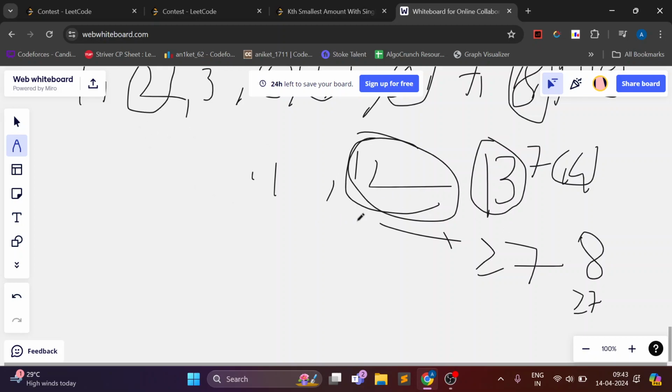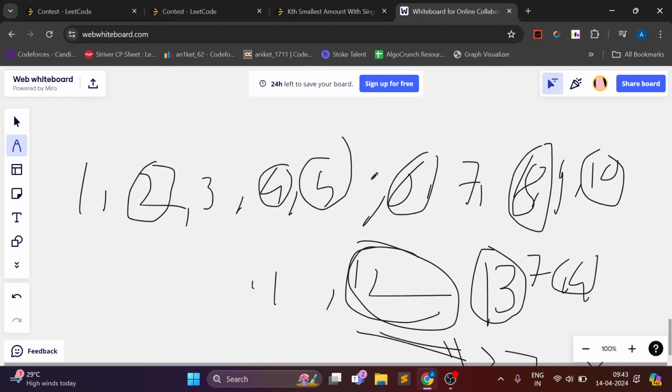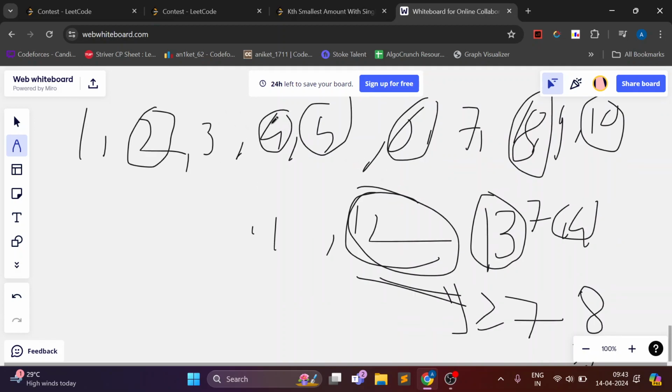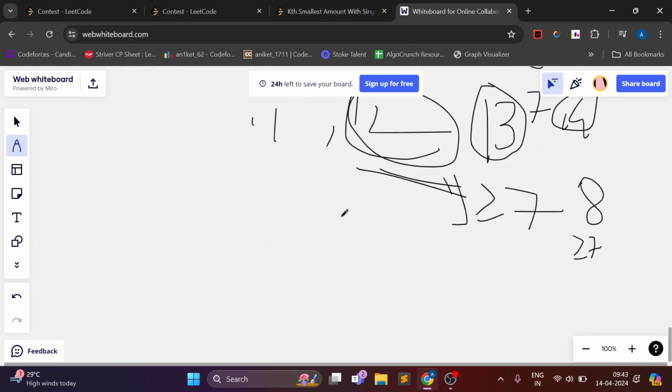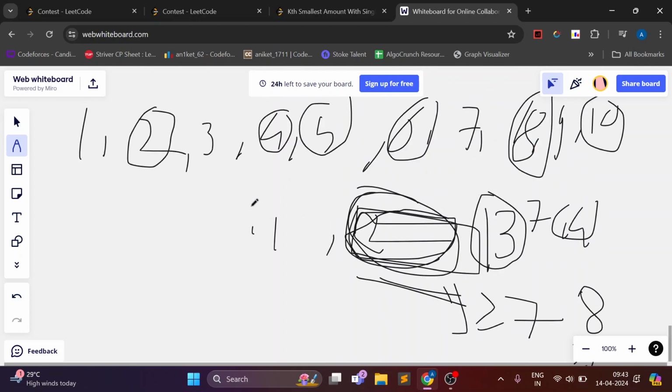The second observation is, as x increases, the number of multiples of one of the coins also increases. So we can use binary search. Let's say we fix a value as the answer. Let's say we fix a number and we have to calculate if this number satisfies the k condition, that is, there are exactly k multiples of one of the coins of the array.